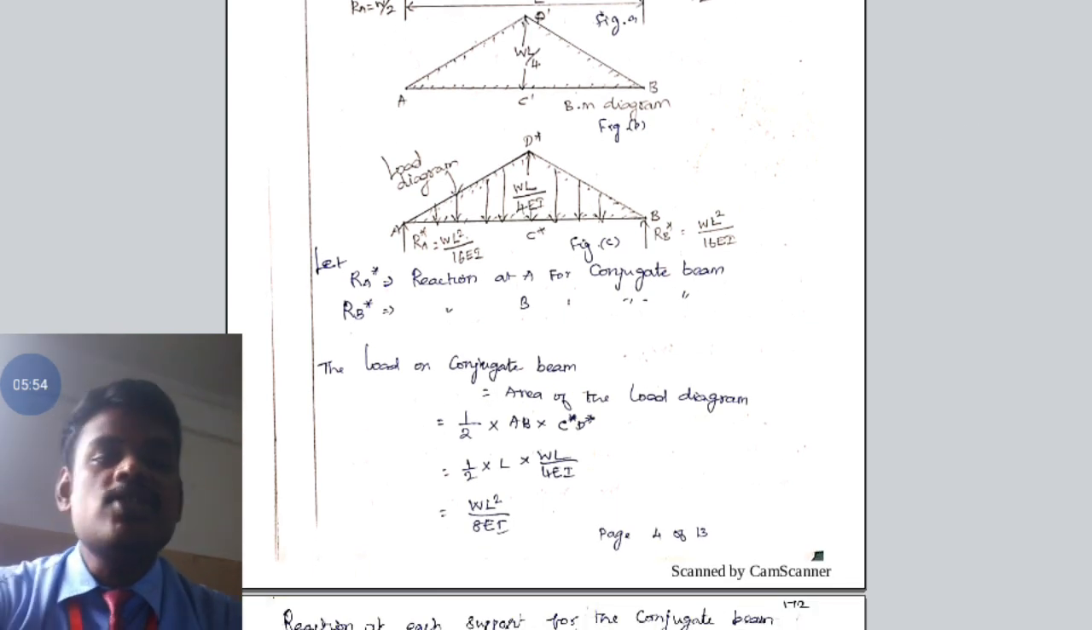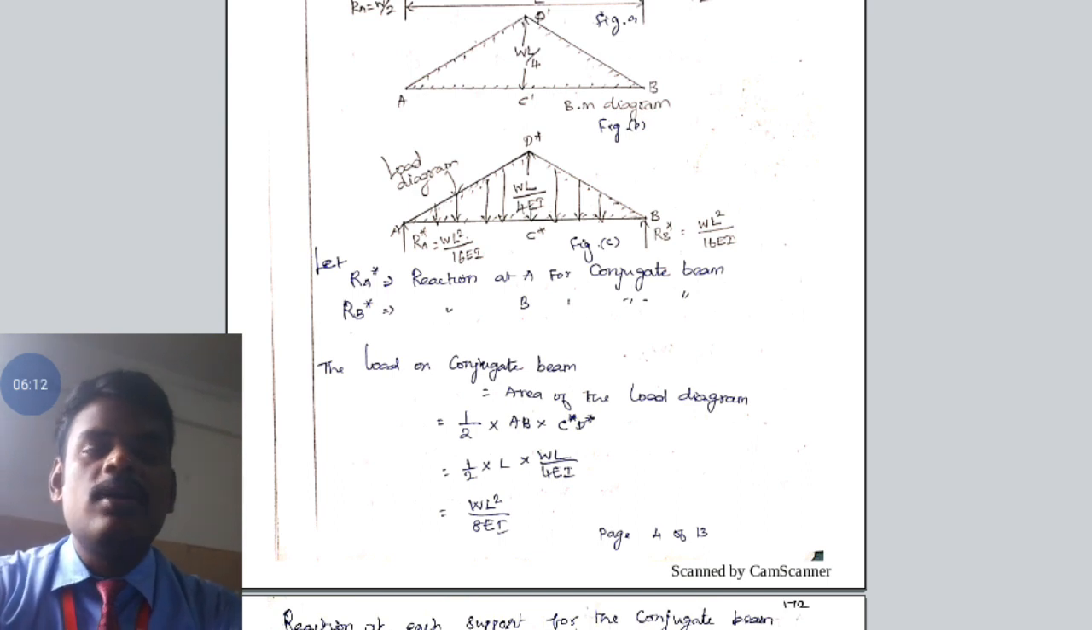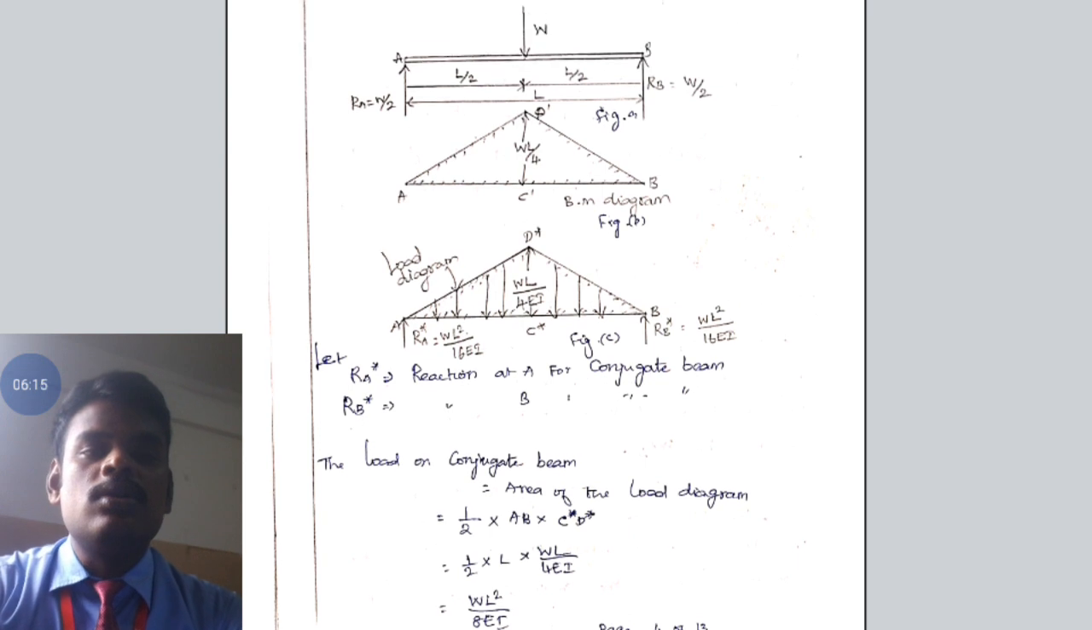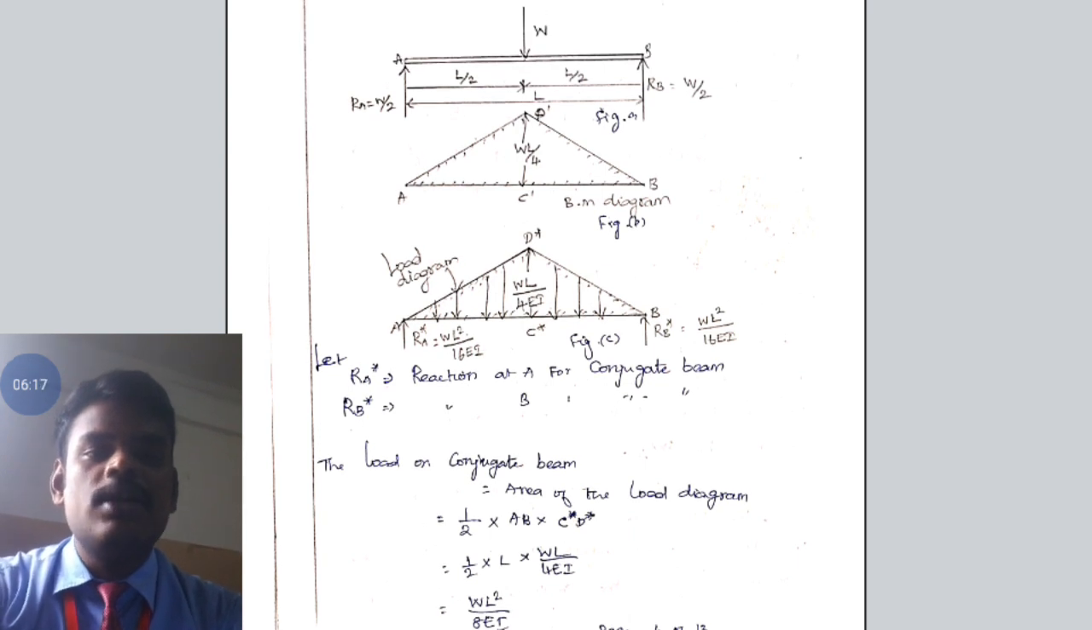By calculating the support reaction, we know that it is a simply supported beam and it carries a central point load. So half of the load is transferred to one support and the remaining half is transferred to the other support. By this concept, we can directly write the reaction at A star. The original beam's reaction is given by the letter RA and the conjugate beam's reaction is given by the letter RA star. We are just differentiating the values.